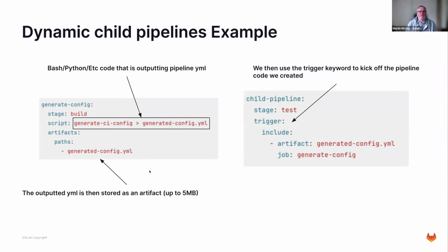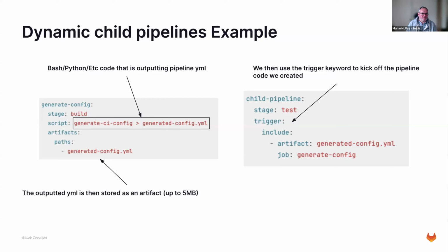So here's an example of a dynamic pipeline. It's a very basic, simple one, but we've got a script on the left-hand side. We've got the generate config job. The script is basically going to generate some CI config and then pipe it out to that generate config YAML file. We're going to store this generated config YAML file as an artifact here.